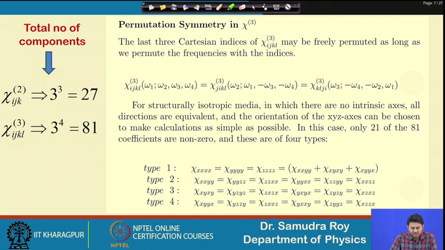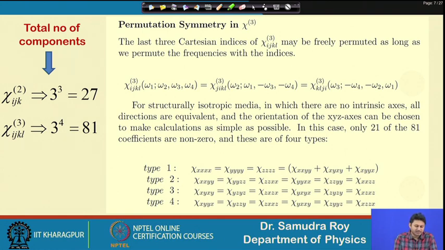So, now some other permutation symmetry of chi3. Permutation symmetry we have already seen when we calculated the second order susceptibility. Because of the Kleinman symmetry and other symmetries, we find there are many components that are going to vanish, and there are many components which are equal to each other, and eventually we find that there are few components which are distinguished, other components are the same. Here in this case also we will have a similar thing.